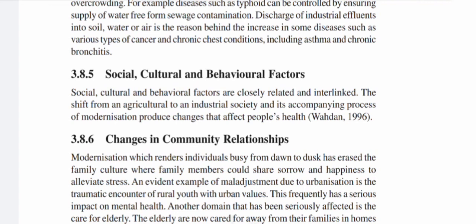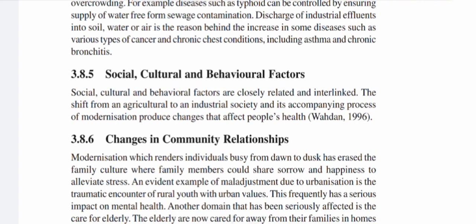Changes in community relationships. Modernization, which renders individuals busy from dawn to dusk, has erased the family culture where family members could share sorrow and happiness to alleviate stress. An evident example of maladjustment due to urbanization is the traumatic encounter of rural youth with urban values. This frequently has a serious impact on mental health.